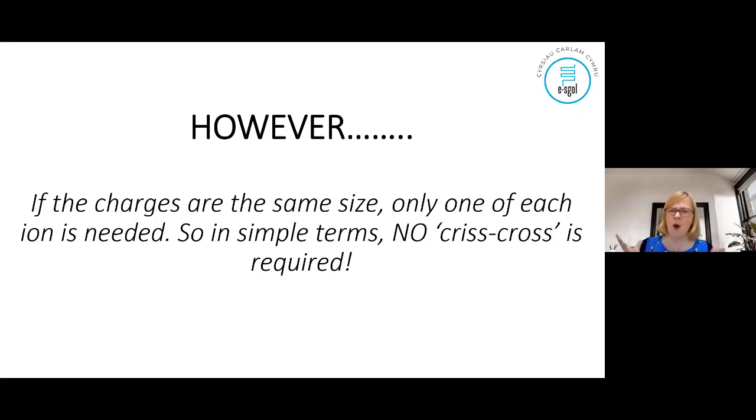If you think about old-fashioned scales where they were balanced out like a Libra symbol, if you've got 2 apples balanced out by 2 apples on the other side, it doesn't matter. It would still be the same level as if you had 1 apple this side and 1 apple that side. So the charges, this is the sub rule you have to be very, very careful with, is that if the numbers are the same, in simple terms, the best way to think of it is no crisscross required.